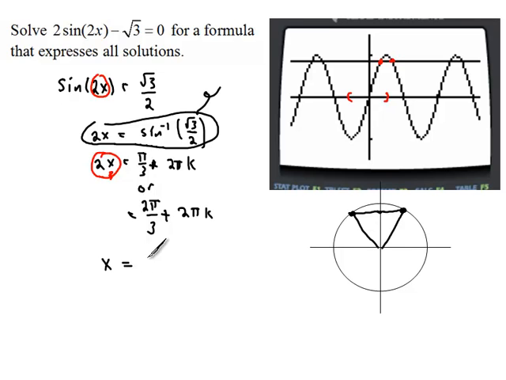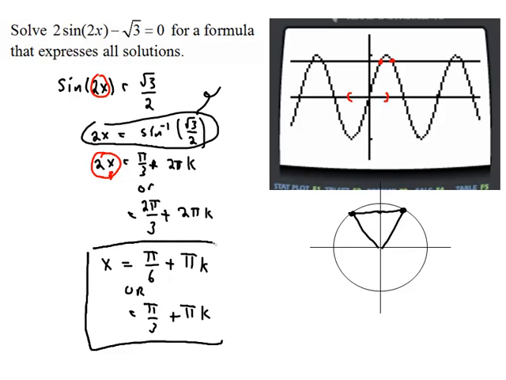Pi over 3 divided by 2 is pi over 6. 2 pi k divided by 2 is 1 pi k, or just pi k. And for my next equation, 2 pi over 3 divided by 2 is 2 pi over 6, or pi over 3, plus 2 pi k divided by 2 is pi k. And at this point I've solved for x. I have a formula. There are two different formulas that I need to use, and that will describe the complete solution set for my trigonometric equation.